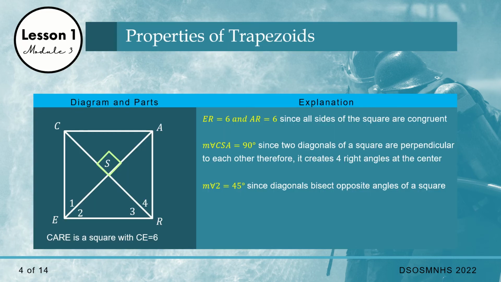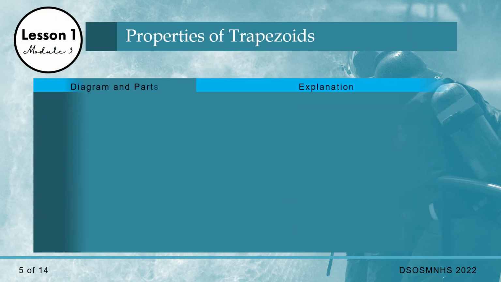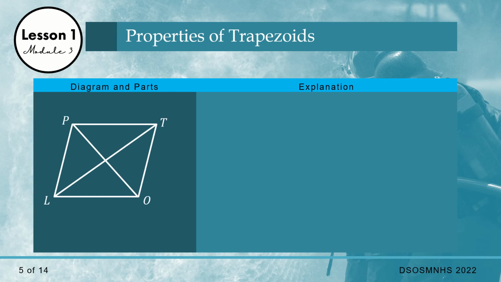So that ends our third item for the recap. Another item for our recap is the rhombus. We have rhombus PLOT with intersection at X. So we will recall the properties of the rhombus.